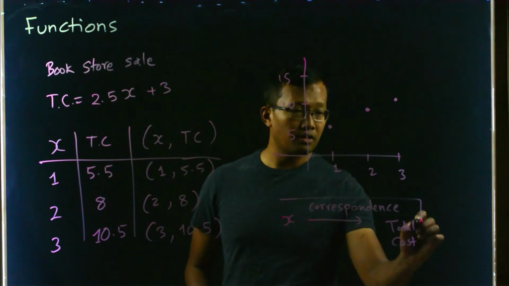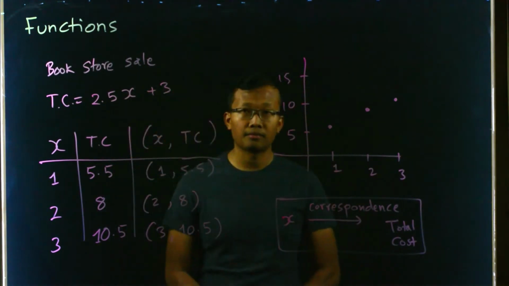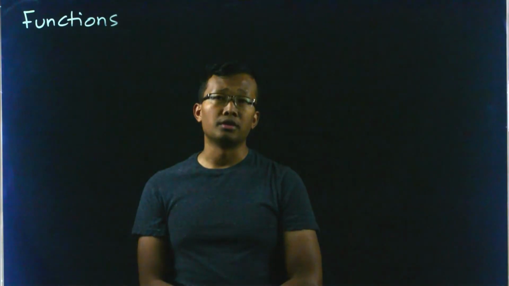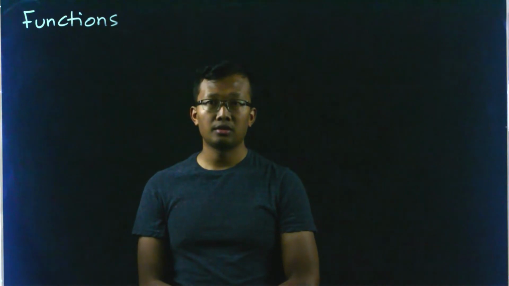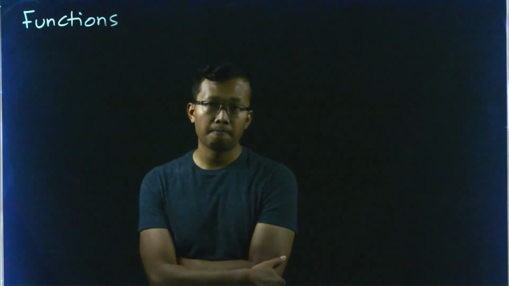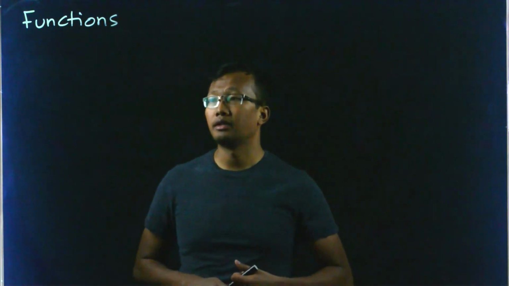So this is the main thing that we need to understand. Right? Now let us go on to the definition of function. The correspondence or relation is usually between 2 objects or 2 sets of objects. Then let us define function.